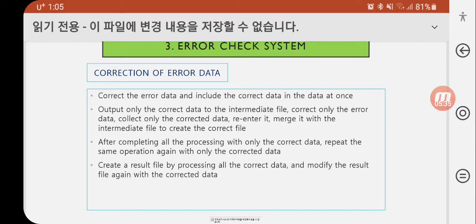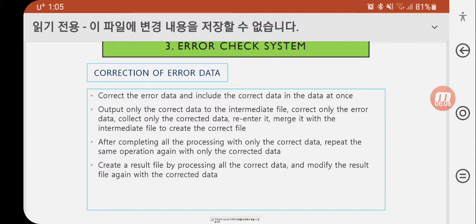Correction of error data. Correct the error data and include the correct data in the data at once. Output only the correct data to the intermediate file. Correct only the error data, then re-enter the corrected data. Merge it with the intermediate file to create the correct file.